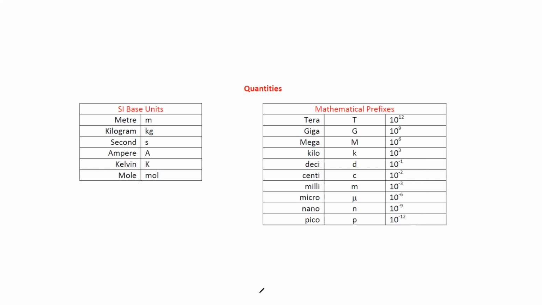So when we represent a derived quantity, we should represent it in terms of base units. So how can we represent the derived quantity in terms of base units?